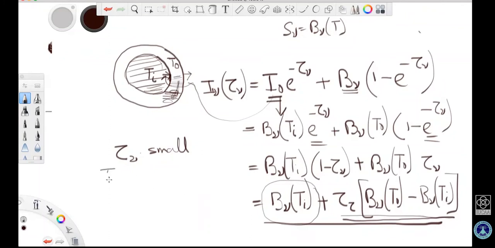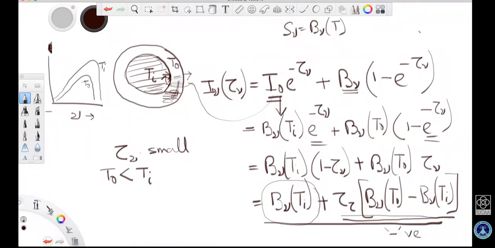Suppose I have the outer temperature less than the inner temperature. In that case, do you remember the blackbody curves? They are like this, and at a higher temperature I have this. The peak has shifted to higher frequency, but the whole curve has also shifted up. So this is say T0, and this is Ti. If Ti is larger, then what will happen? This is going to be negative.